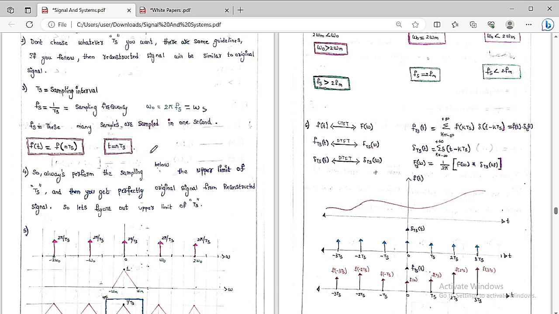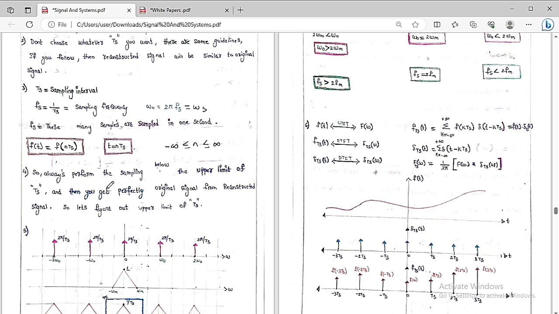It can go from minus infinity to plus infinity. So n is only integers, meaning plus or minus 1, plus or minus 2, 0, like that. Therefore, only at these instances nTs does it sample f of t, and we get the digital format of that signal, the discrete time signal.